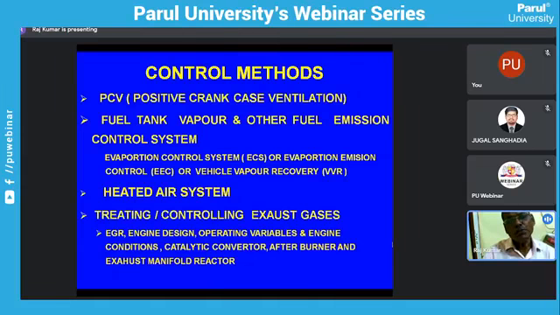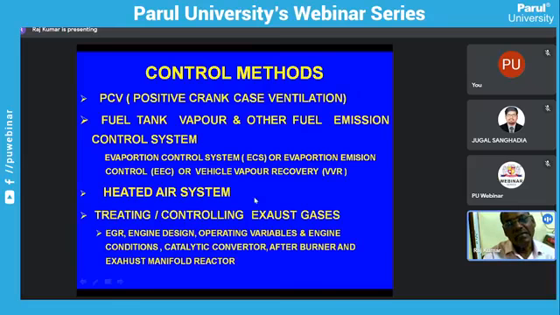Now, one of the most important methods, or the earlier one, is positive crankcase ventilation, where we arrest the harmful fumes and gas condensed from the combustion chamber in the crankcase. The next is fuel tank evaporation. Whatever vapor is present in the fuel tanks or the carburetor, how to arrest them? By that we can control the pollution.